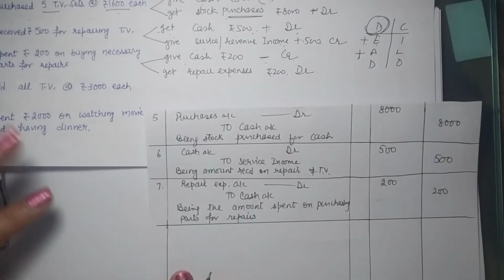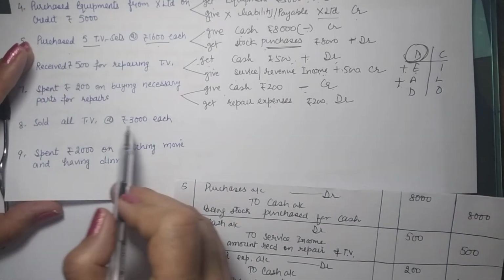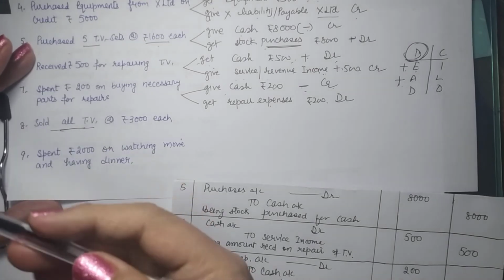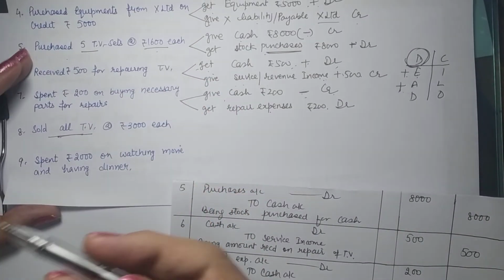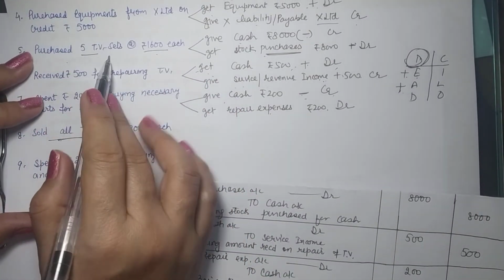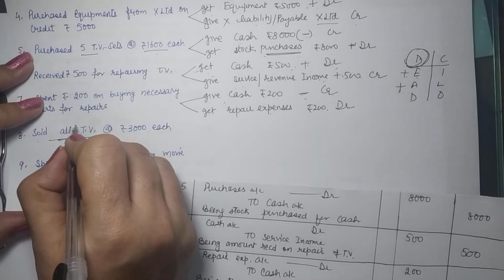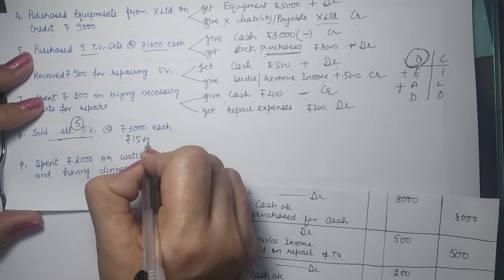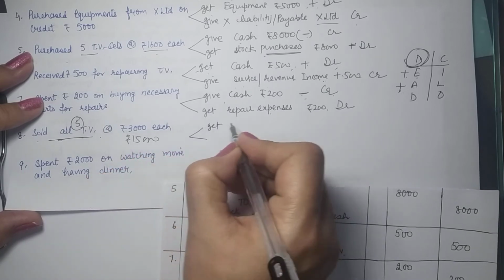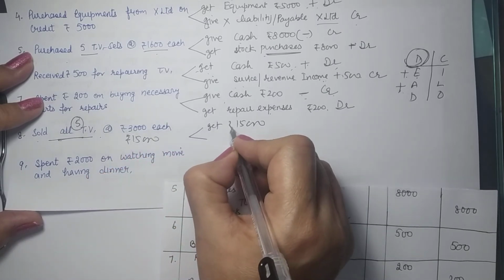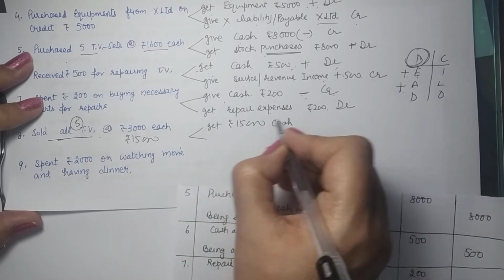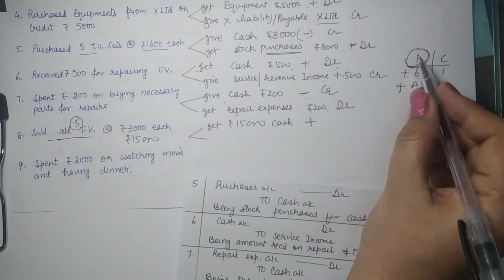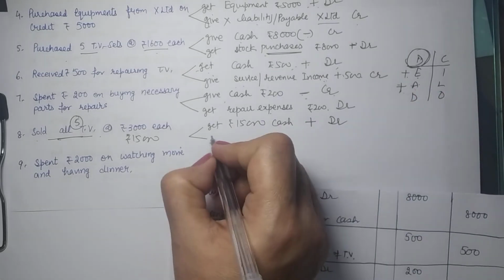Okay. Now next, sold all TV sets. Now what do we mean by all? It means there must be something referring to this earlier. So we purchased 5 TV sets. So now we sold all, which means we sold all 5 TV sets. So we get 15,000 rupees. So what do we get? 15,000 rupees cash. It is increasing. Increase in assets.